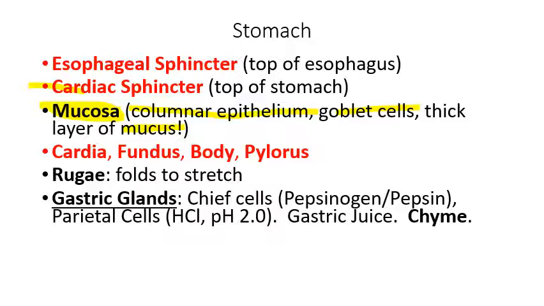Okay, now the different parts of the stomach have names. The part near the cardiac sphincter is named the cardia. And then the upper bulge of the stomach is called the fundus. Then we have the body, and then the bottom part of the stomach is the pylorus.